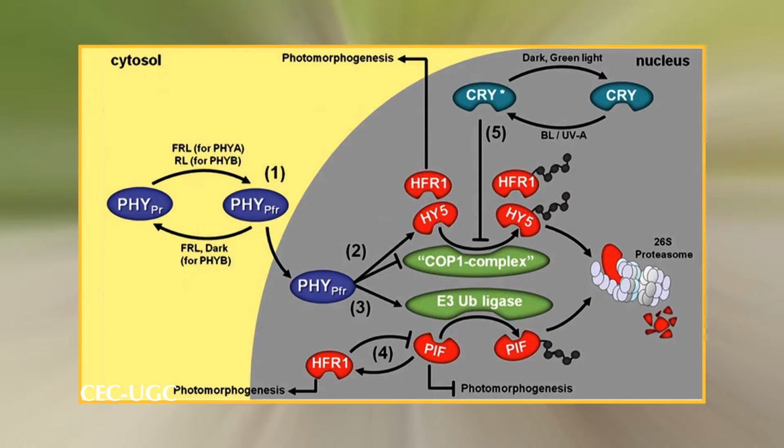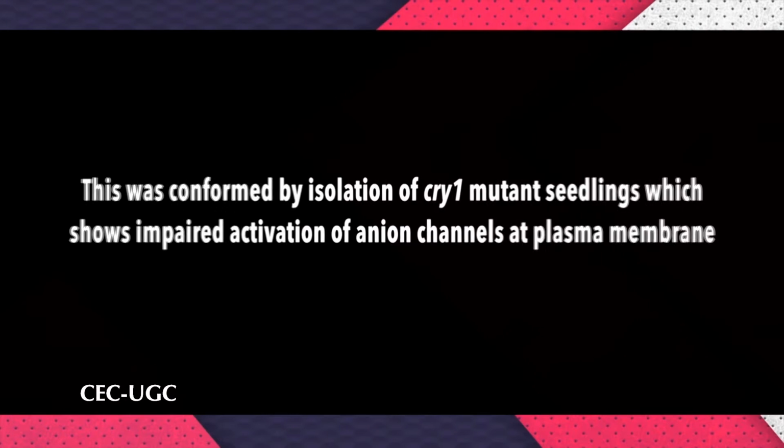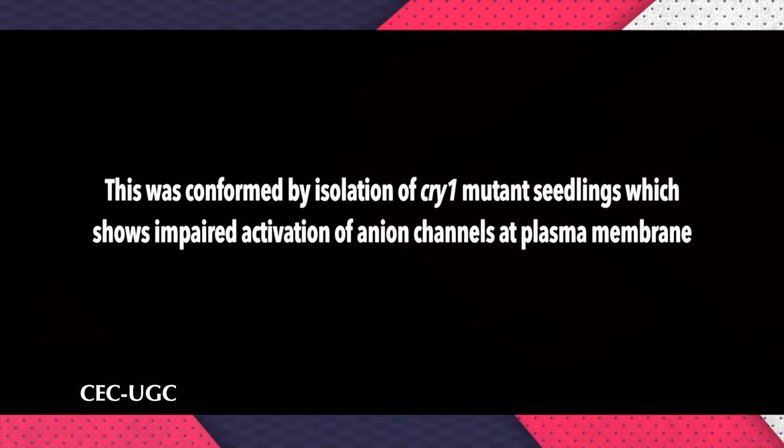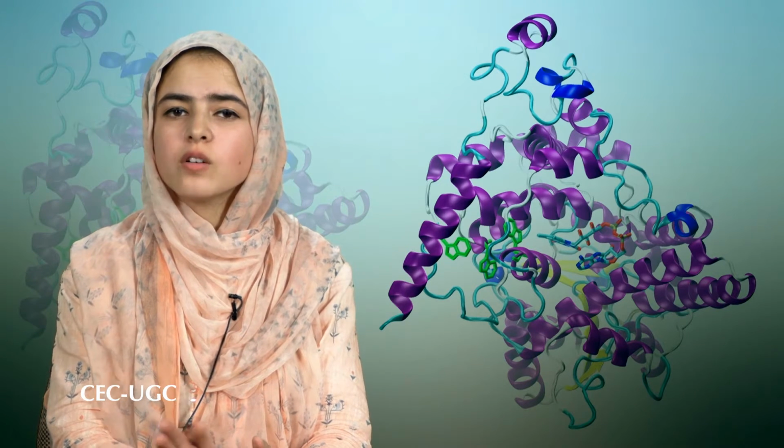Cryptochromes mainly accumulate in the nucleus, but some of the cryptochrome mediated action in response to blue light also occur in the cytoplasm. This was confirmed by the isolation of CRY1 mutant seedlings, which showed impaired activation of anion channels at the plasma membrane. Of the two domains of cryptochrome, the carboxy-terminal domain plays a role in the function and regulation of both animal and plant cryptochromes.